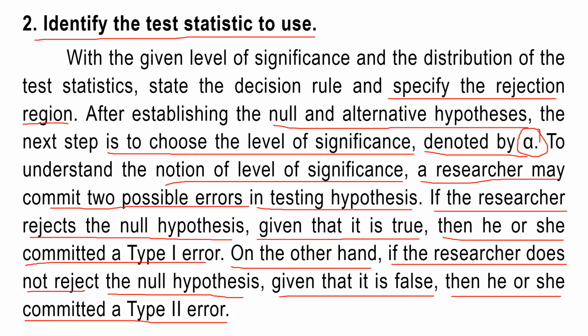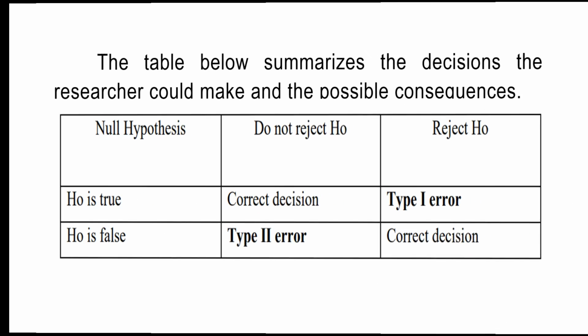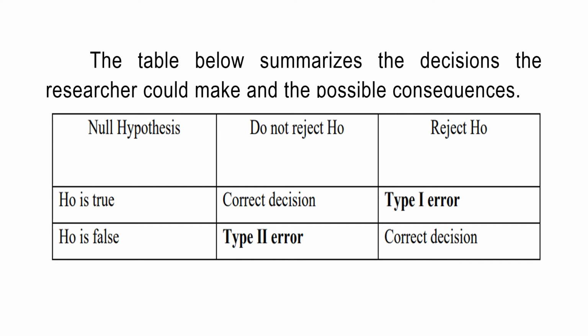So there are two types of error, your type 1 and type 2, and there are probabilities that we can map for this type 1 and type 2 error: alpha for your type 1 and beta for your type 2 error. So this table shows to us, for us to visualize more, what is a type 1 and type 2 error. So let's deal with this table. The table below summarizes the decision that the researcher could make and the possible consequences.